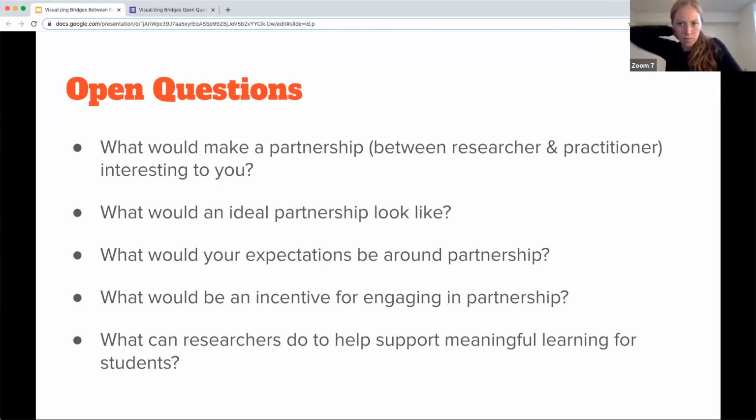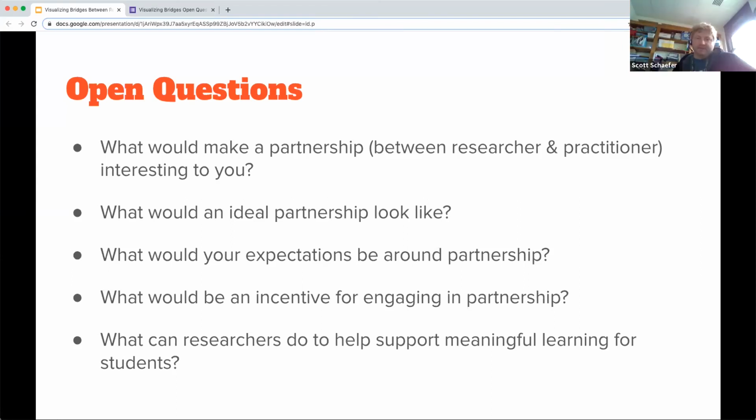Mm-hmm. What would make a teacher want to engage in that with a researcher? Like outside of it, it's something additional, right? To engage in a partnership with a researcher. That's something that you don't have to do as part of your job. What would be an incentive, or what would make that appealing to a teacher?